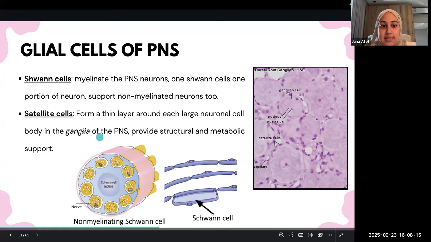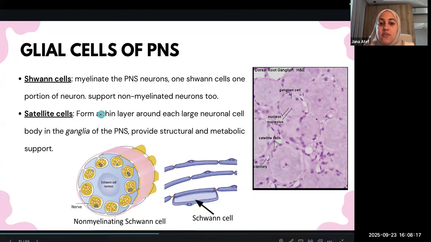Now satellite cells form a thin layer around each large neuronal cell body in the ganglia. This is the keyword, in the ganglia. So if a question comes to you asking what kinds of cells are present in the ganglia of the PNS and provide structural and metabolic support, these are the satellite cells, okay? By the way, I'm sorry, I don't think these are myelinated. I can't find any myelin. I think these are just neurons. Yeah, these are just neurons, okay? So where is it? Here are the satellite cells.